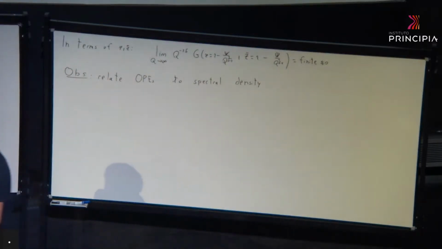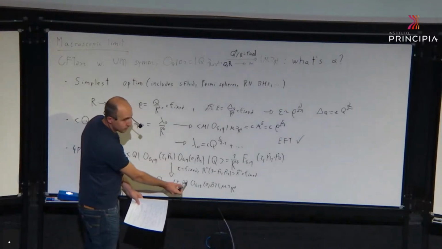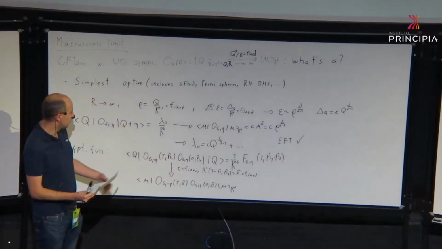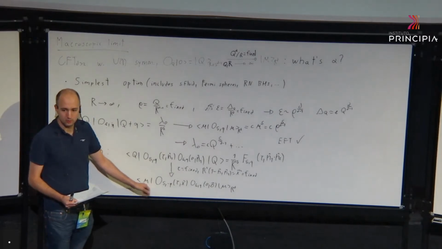It's fairly obvious what you have to do. Here is a 4-point function, and you know it admits a conformal block decomposition, which just amounts to exchanging states in this channel. Here you have a 2-point function in flat space and you have a spectral density. So the conformal block decomposition of the 4-point function should be related in this limit to the spectral density in flat space.